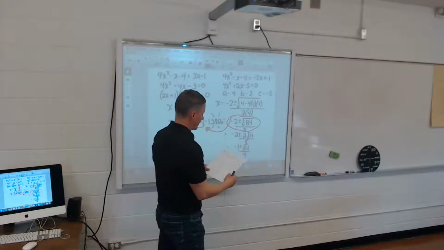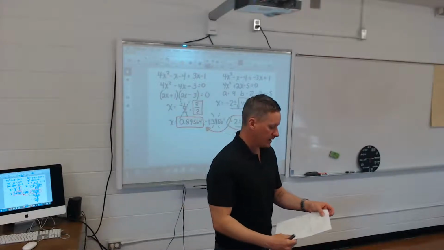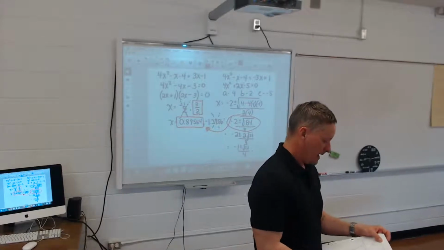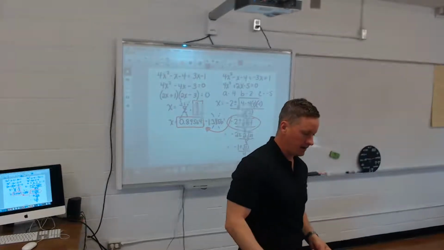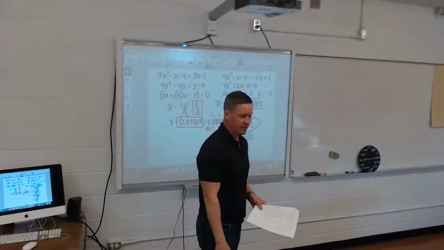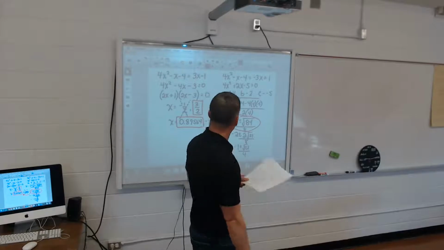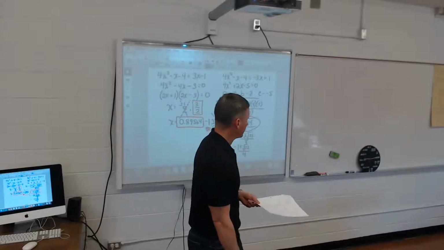Okay? So I graphed my y1, which was the absolute value of 4x squared minus x minus 4, and y2 was 3x minus 1. And I saw that there were only 2 intersection points, and that's where those 2 intersection points occurred: at 3 over 2 and 0.89564.